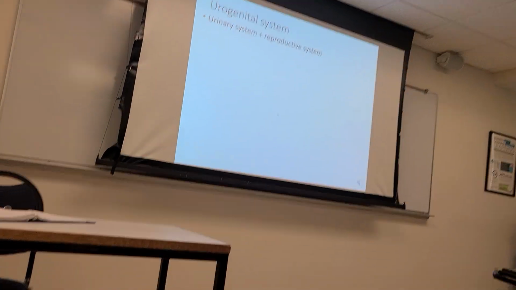Okay, so the next topic, this is all, again, internal anatomy, physiology type stuff. So the next topic is the urogenital system. And so that's upside down. That's a combination of the urinary system and the reproductive system.